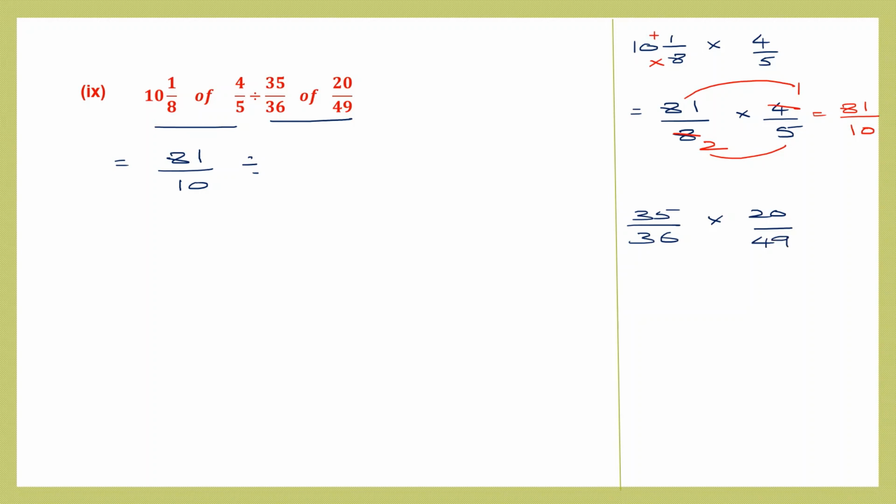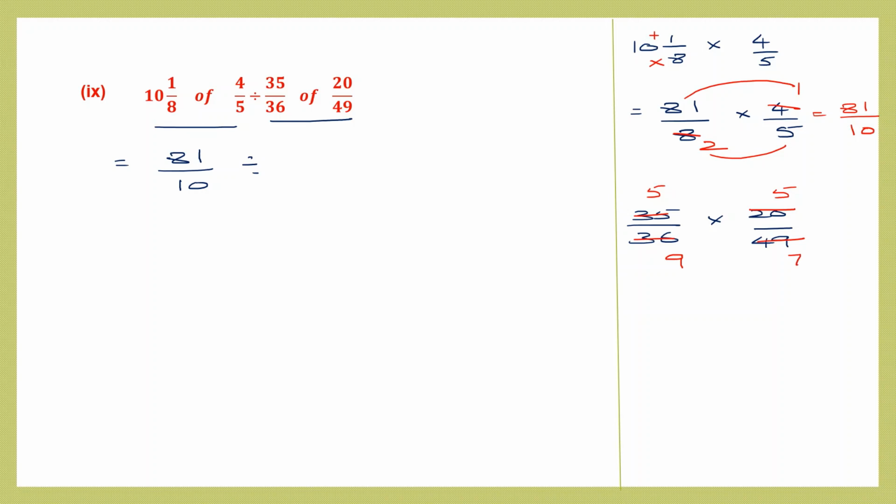I can cancel 36 and 20. Both are there in the tables of 4. So 4 9s are 36 and 4 5s are 20. I can also cancel 35 and 49. Both these numbers are there in the tables of 7. 7 5s are 35 and 7 7s are 49.